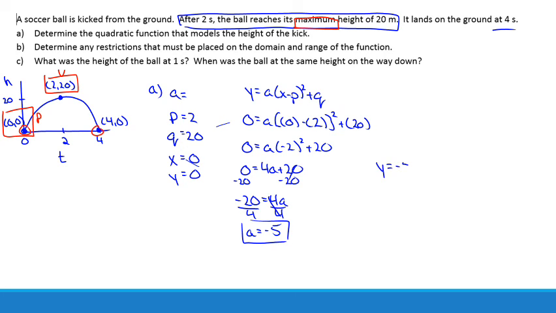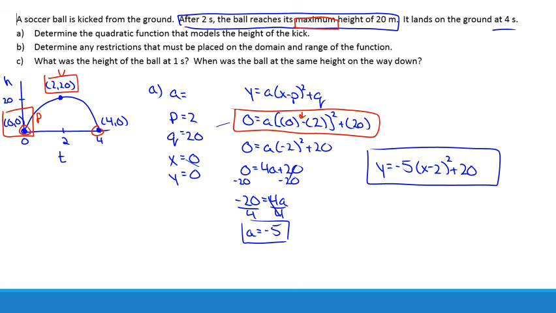Once I know that, then I can write out my function. y equals negative 5. Now I noticed in this step, just to save some time, that there was no sign change here, so it's going to be x minus 2, plus 20, and I forgot my little square there. So x minus 2 squared. All right, so that's the key to all these questions. Once you find the function, you can find out anything else. I think I have room for B right here.